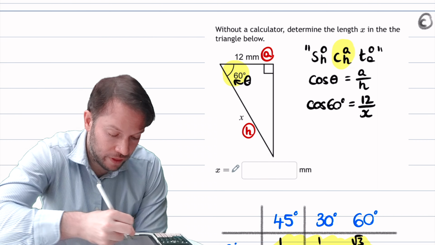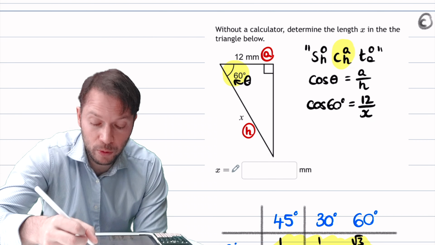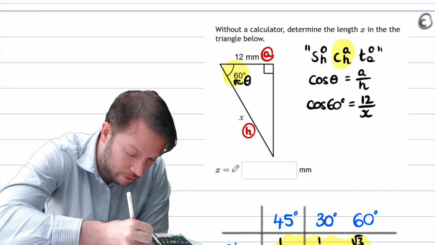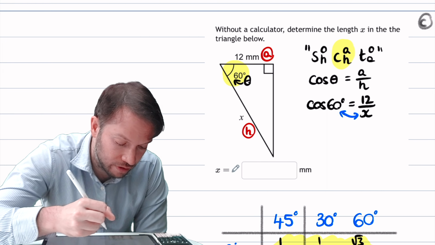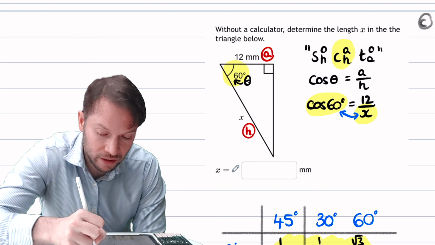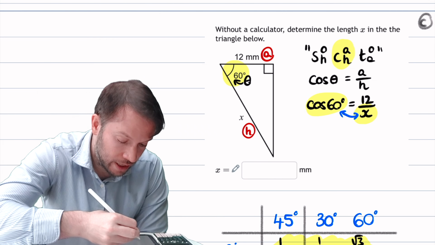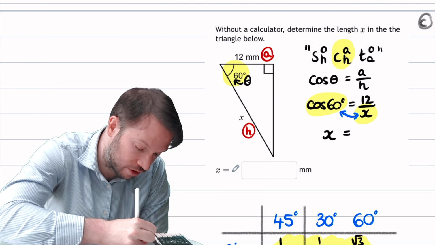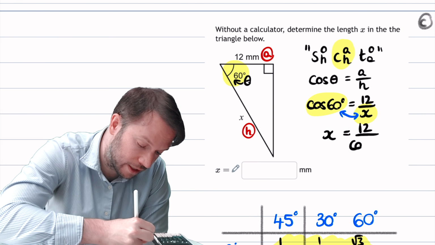And now remember, if the variable's in the denominator, the nice quick way we can deal with it is just swap the thing we're dividing by and the result. So we can swap this and this. We saw in previous videos why that works. So it's not just magic. So that becomes x is equal to 12 over cos 60.